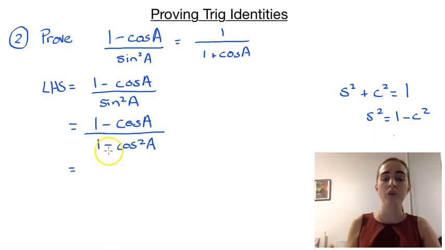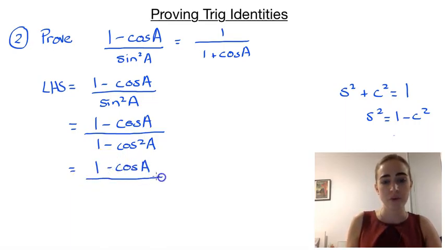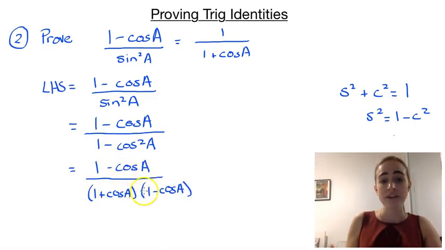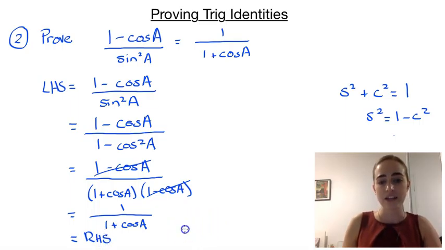Now hopefully, down the bottom, that 1 minus cos squared A, you're seeing as the difference of two squares. Because that's the difference of two squares, we've got 1 squared and cos squared, we can factorize it. So the top's going to stay the same, but the bottom is going to factorize to 1 plus cos A, 1 minus cos A. Now we have 1 minus cos A on the numerator and the denominator, so we can cancel those out. And we're just going to be left with 1 over 1 plus cos A, which is exactly what we were after. So we're going to write equals right-hand side, and then we need a little therefore statement.